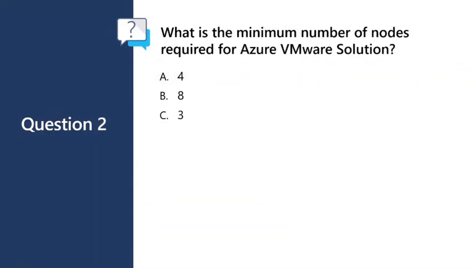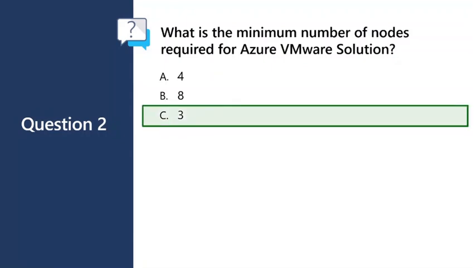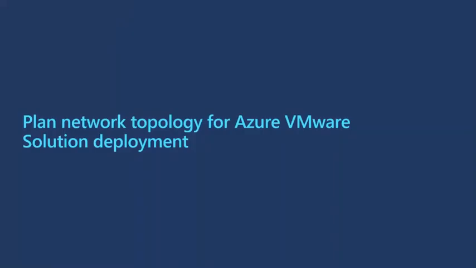Next question. What is the minimum number of nodes required for the AVS solution? Well, like we spoke about before, for a good HA or vSAN cluster, you need 3. So 3 would be the obvious choice for good standards. And you are also correct.